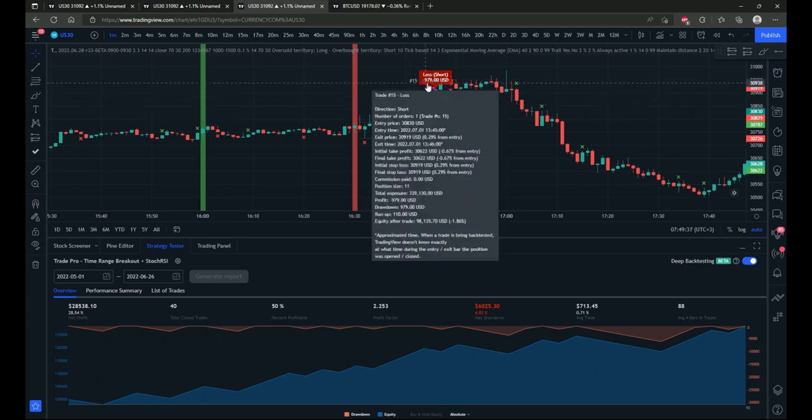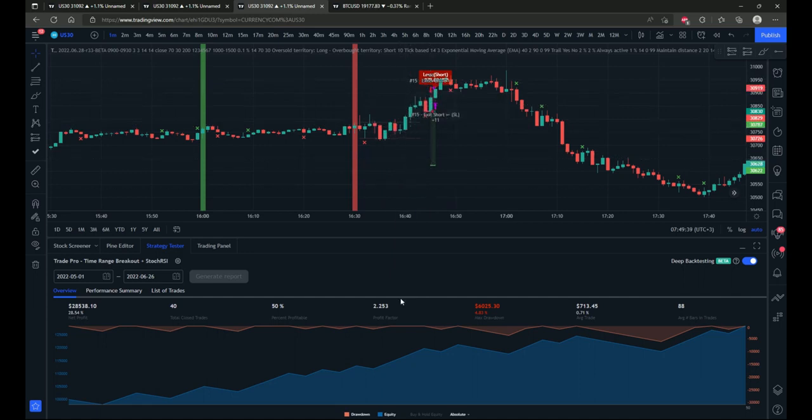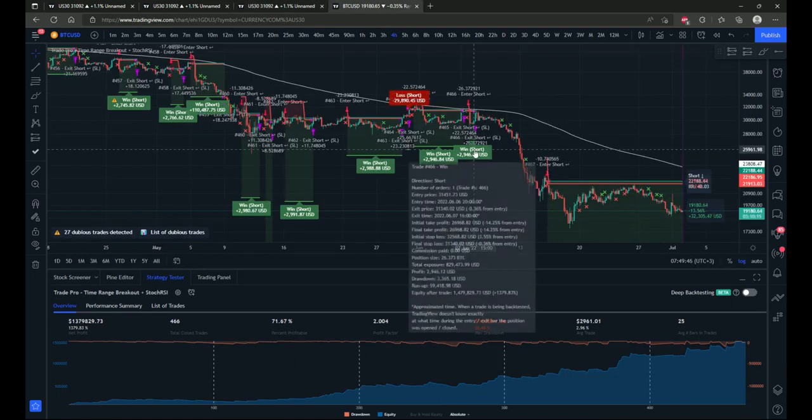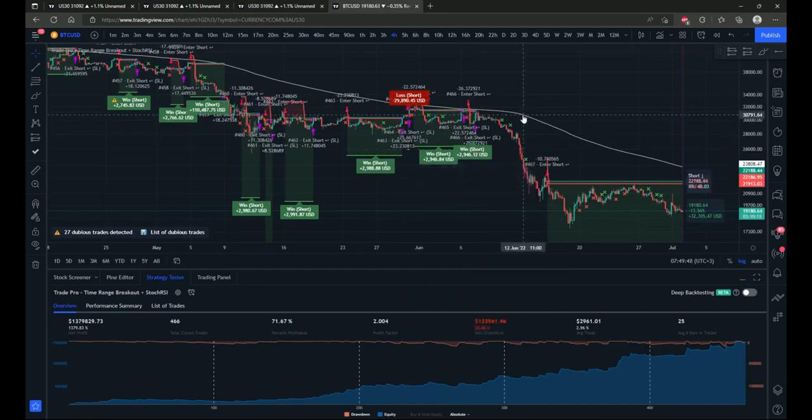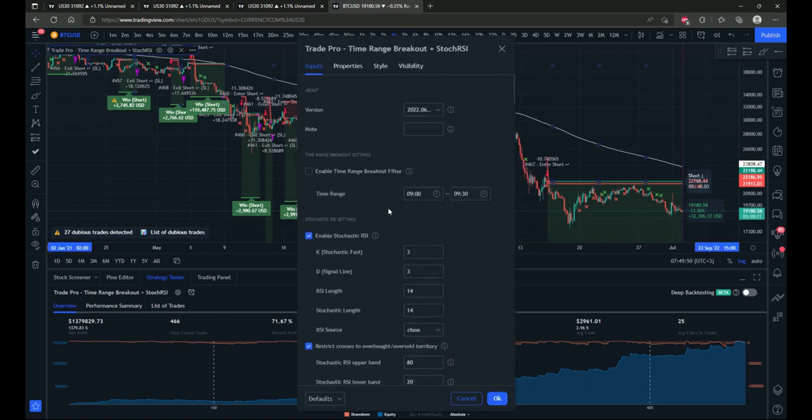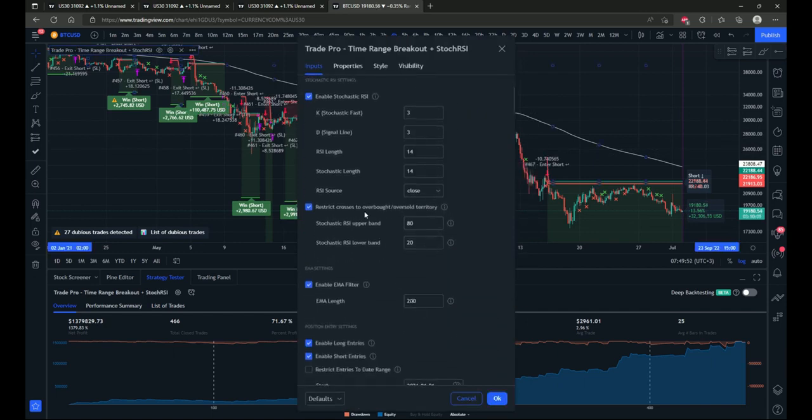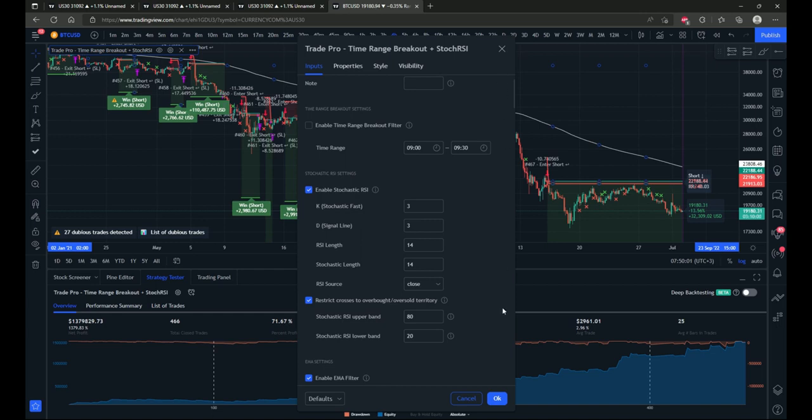So this one is a loss, but obviously we can see the last 40 trades I had a 50% win rate using this strategy. This one, all it's going to do is have the 200 period exponential moving average as chosen in the settings, and then it's going to be looking for crosses of the stochastic RSI that happen in the overbought or oversold territories, and that is it.